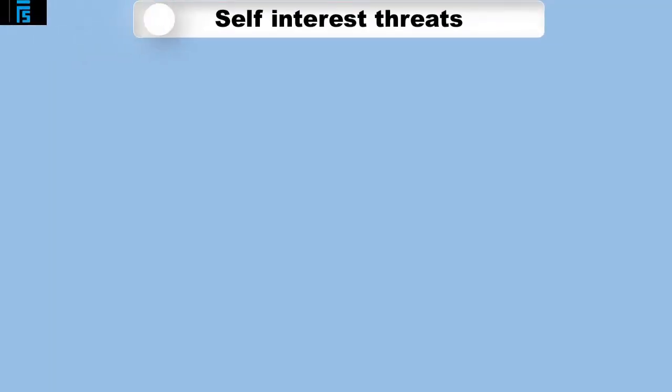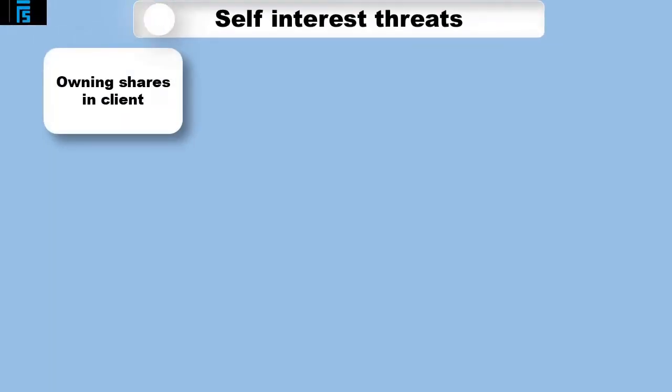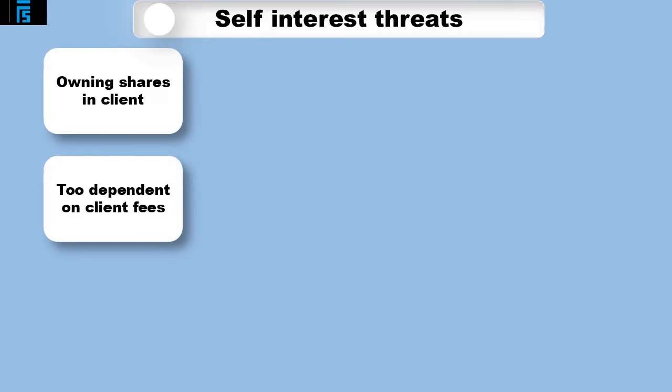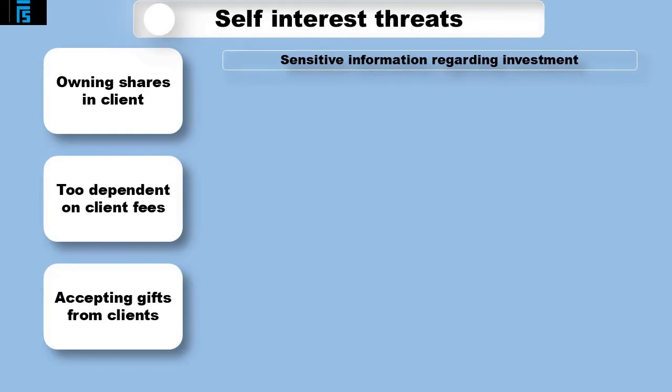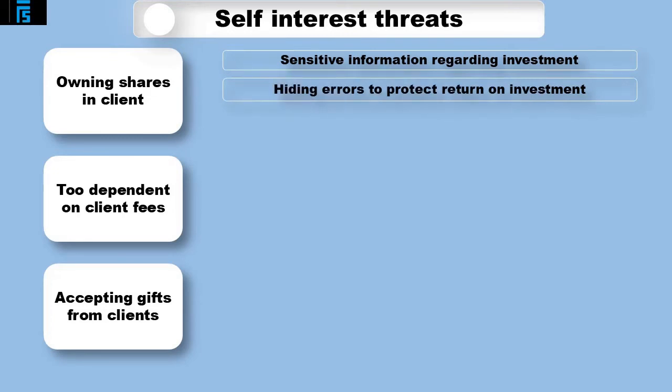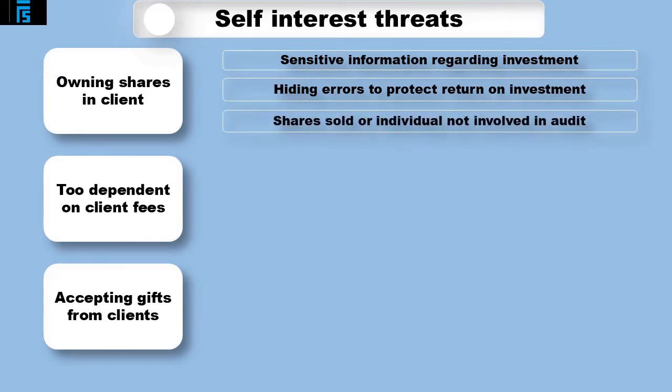Self-interest threats include owning shares in a client, being too dependent on client fees, and accepting gifts from clients. Owning shares in a client and auditing them could mean you have sensitive information available to your investment. If errors were discovered that reduced the profit, for example, you may not identify them to protect the return on your investment. You should therefore recommend that all shares are sold if taking part in an audit, or the individual should not be involved in the audit process.